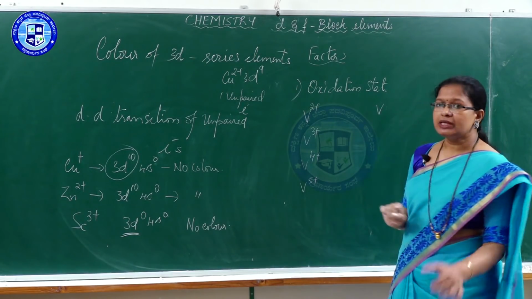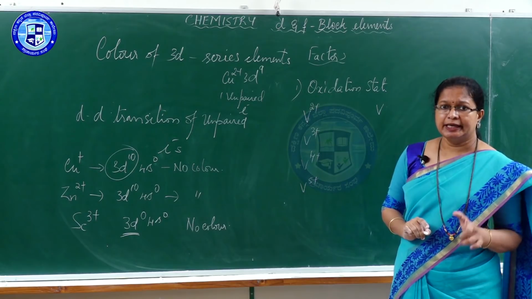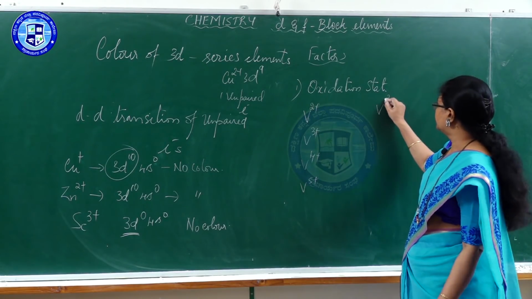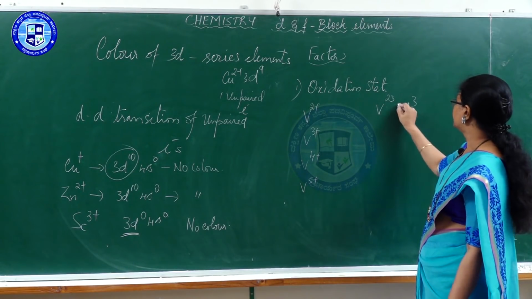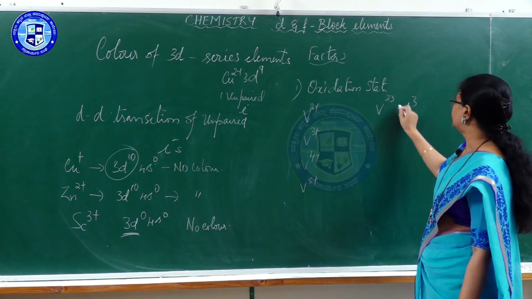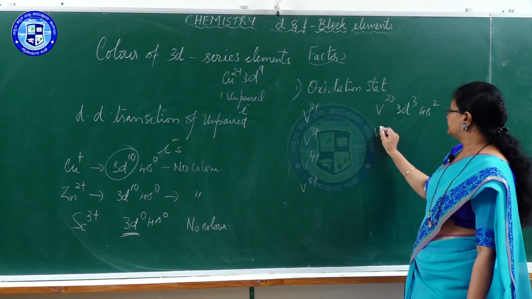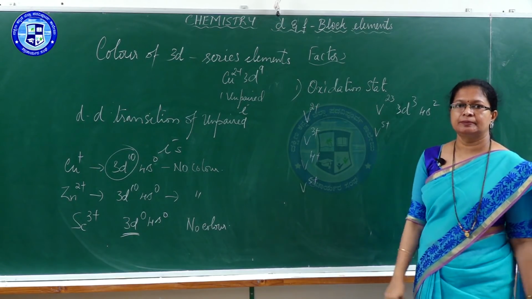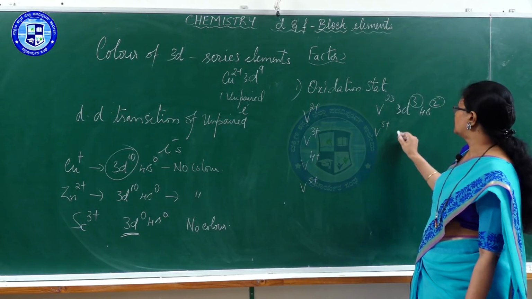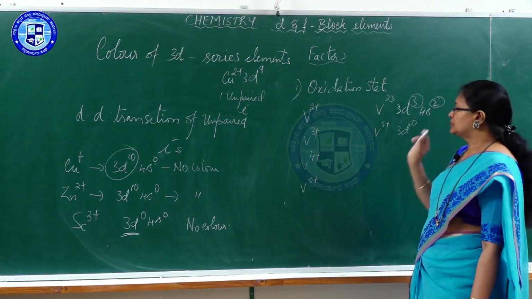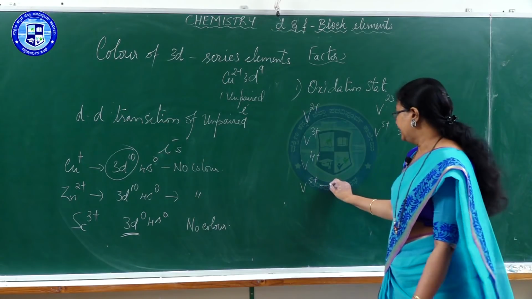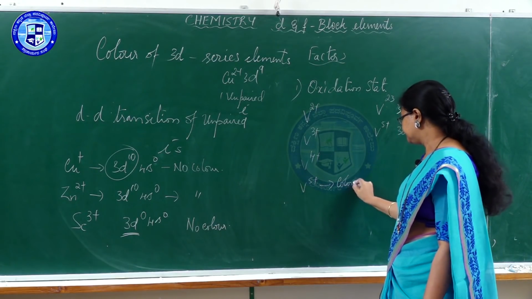Vanadium: scandium 21, titanium 22, vanadium 23. Atomic number is 23, so it is 3d3, 4s2. Vanadium +5: what is the configuration? These 5 electrons are lost, so 3d0. So, is it colored? No. Vanadium +5 is colorless.